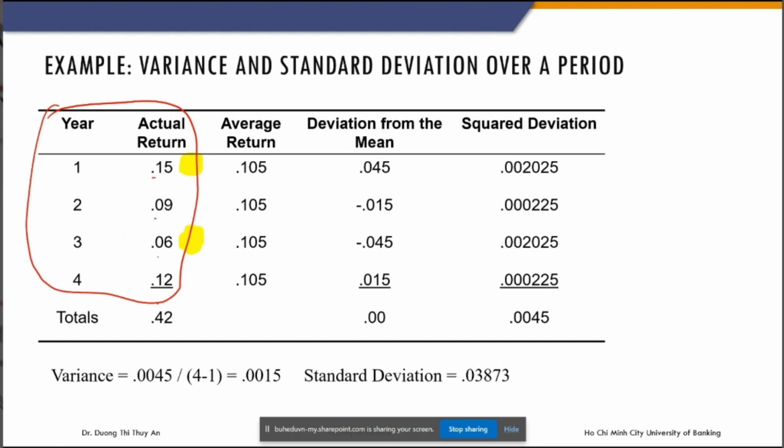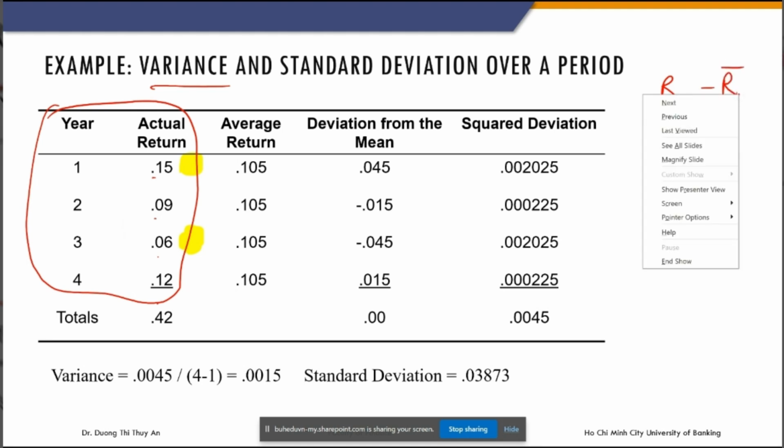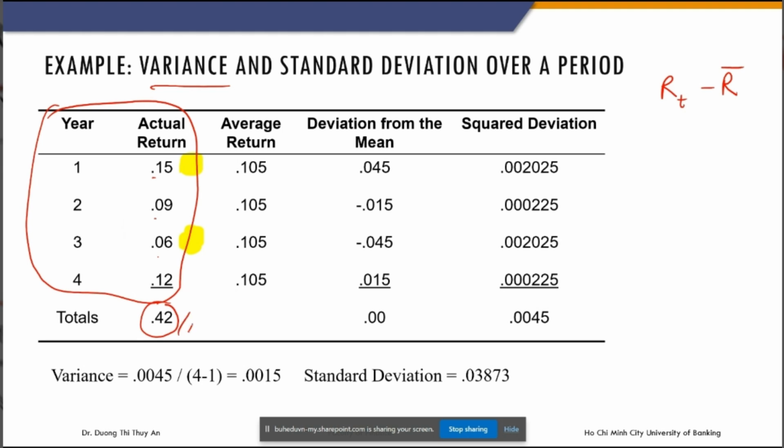In order to calculate the variance, what do we need? We need R of each year, R_t, and we need the R bar, or the average return. So we take the total here, 0.44, and we divide it by 4, and we get this. And then we measure the deviation from the mean.